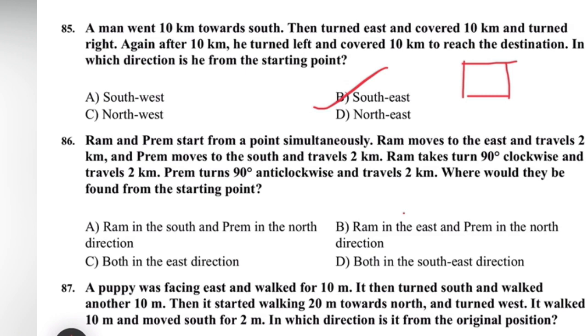Coming to question number 86. How are you going to find it? So students, you can see that in this question, clockwise and anti-clockwise is given. So you only have to know what is clockwise and anti-clockwise. Clockwise means when C is written, the direction is like this. Give an arrow to the C. That's it. So this is the clockwise direction and this is the anti-clockwise direction. So that is what we have to know. So you will get the answer as option D, both in southeast direction.